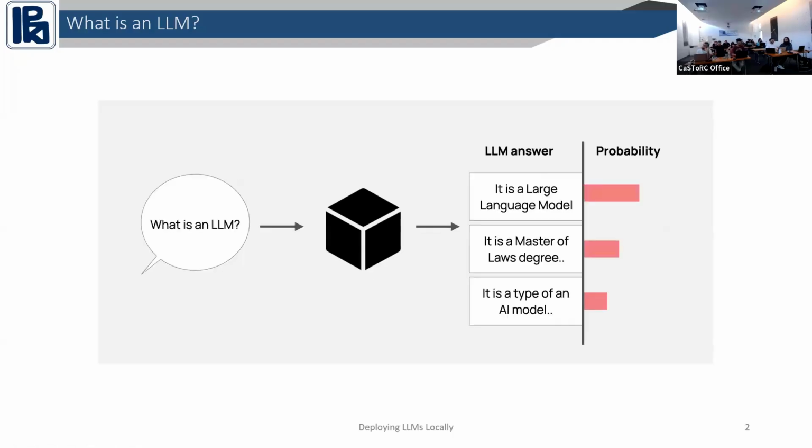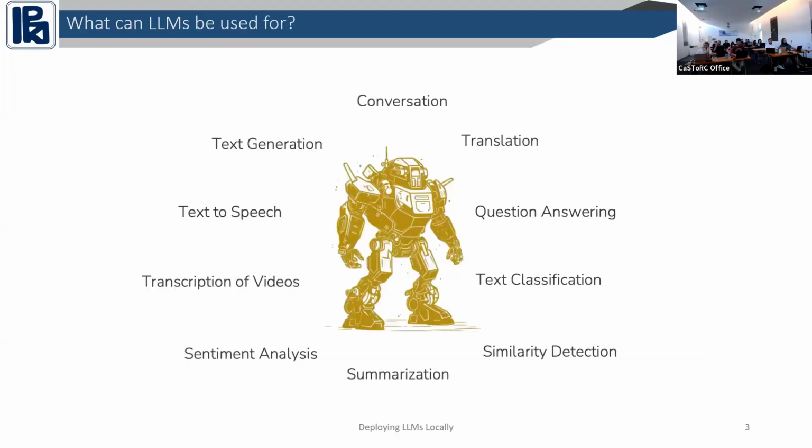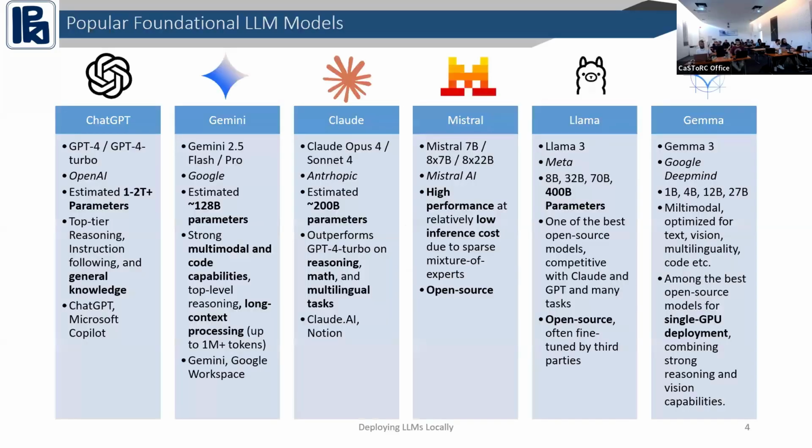So the LLMs are not deterministic. For the same question, there is a different probability of getting a different answer every time you ask it, and so on. But you can use it for many tasks. You can use it for conversing, providing some translation, Q&A, classifying some text, providing some summaries, transcribing videos, text generation, and so on and so on.